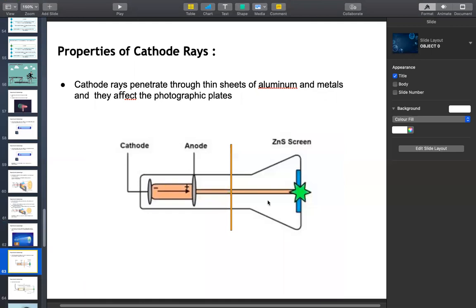So here you see this is a zinc sulfide screen, the ray penetrates. Now see, he kept a thin aluminium metal plate, and he found that this ray passed through the thin aluminium metal plate and struck the zinc sulfide screen, which started glowing. This is also a proof that the ray can pass through a small metal surface. They can penetrate. This means they have a very high velocity. Got it?